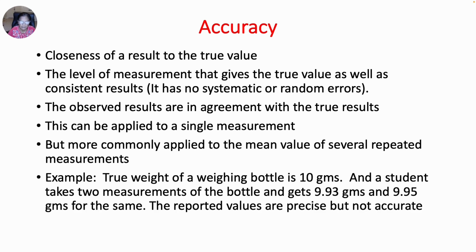For example, true weight of a weighing bottle, let's say, is 10 grams. And a student takes two measurements of the bottle and gets 9.93 grams in the first place and 9.95 grams in the second measurement. The reported values are precise because they are close to each other. But they are not accurate because they are far away from the true value.